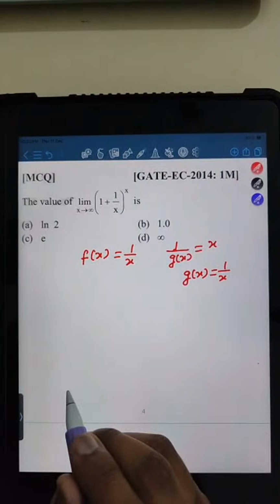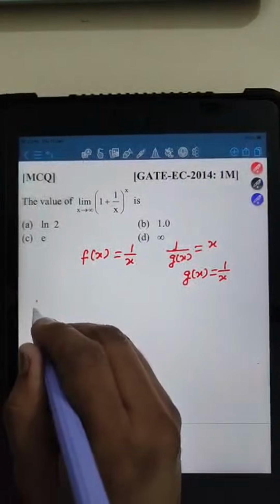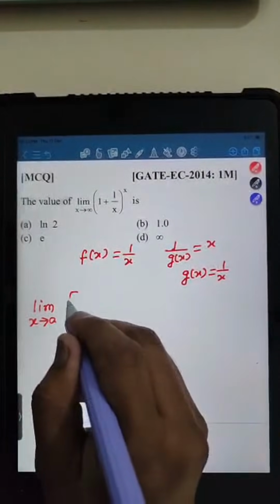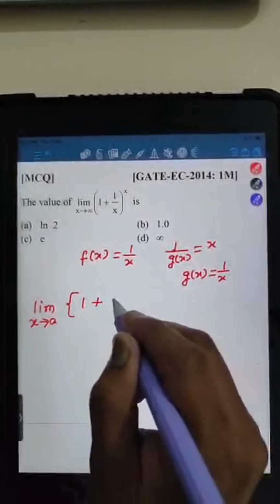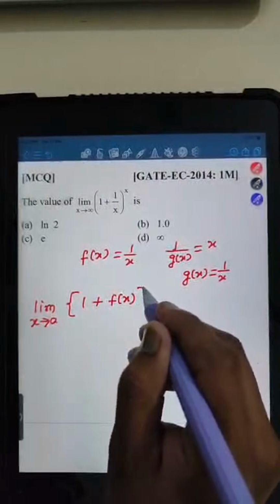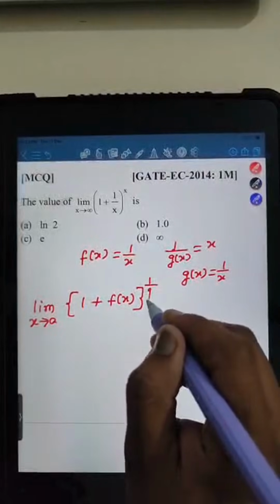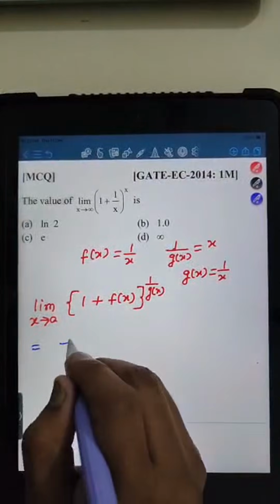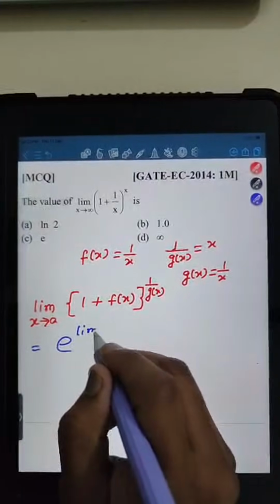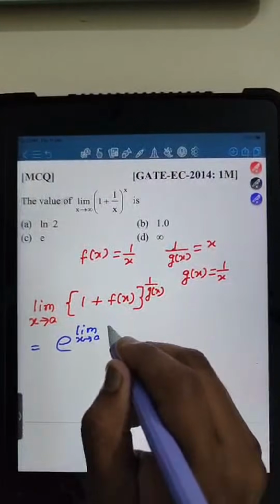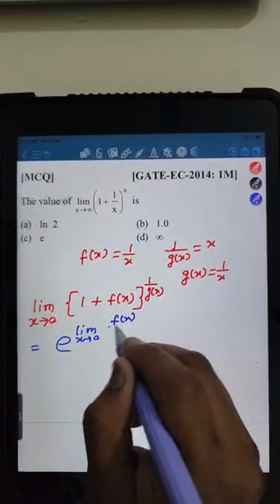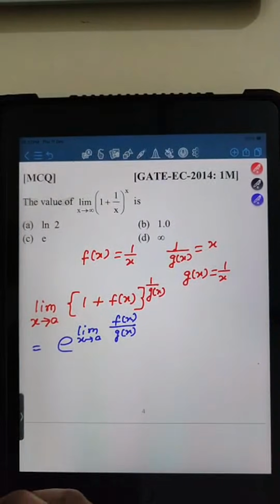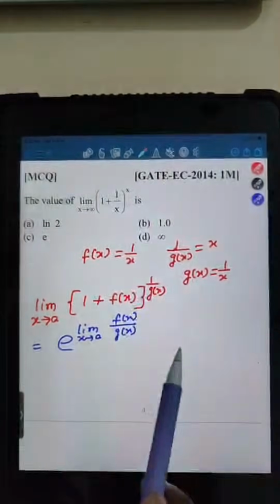Okay. So, what you can do? You can follow this one. Limit x approaches a, (1 plus f(x)) whole raised to the power g(x). This part we just discussed two minutes earlier. You can directly write limit x approaches a, f(x) over g(x), right? So use this property in order to get the answer.